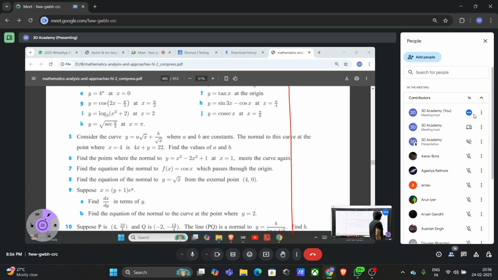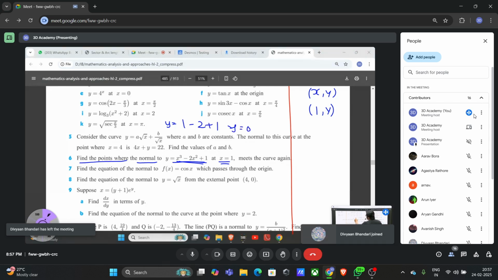Yes. Now see, guys, understand here. Find the points where the normal to this curve at x equals 1. So see, they have given me coordinate x comma y, of which I know the x coordinate, y is not known. Can I find the y coordinate? Yes, I can. If I put 1 in the place of x, I get 1 minus 2 plus 1. So this is nothing but 0.